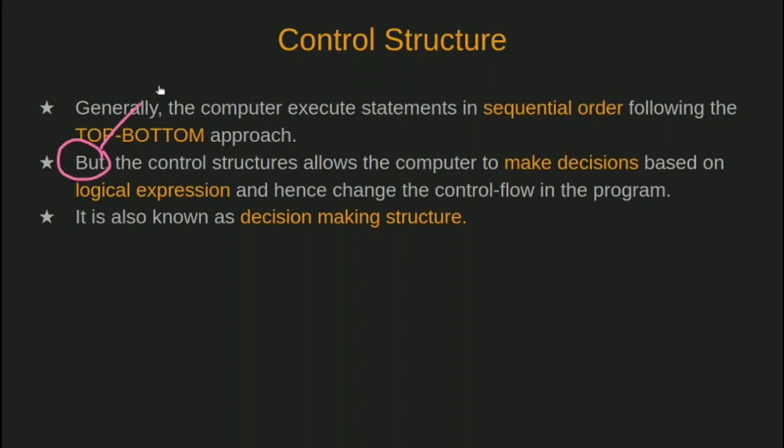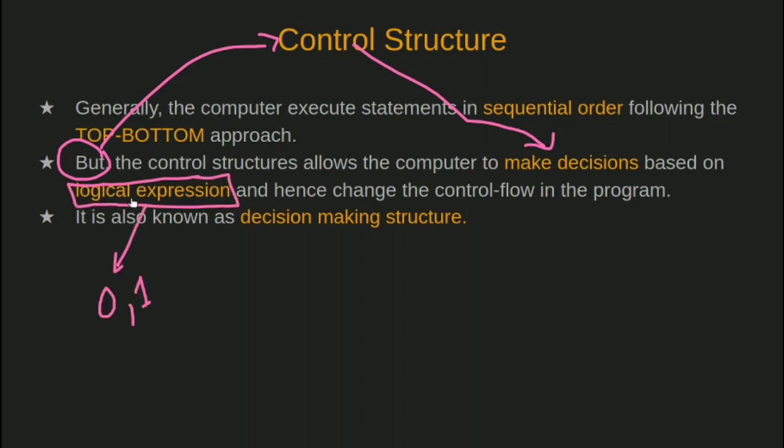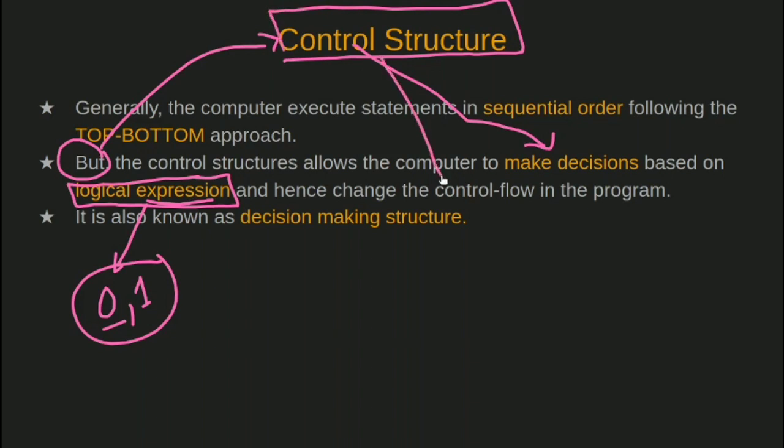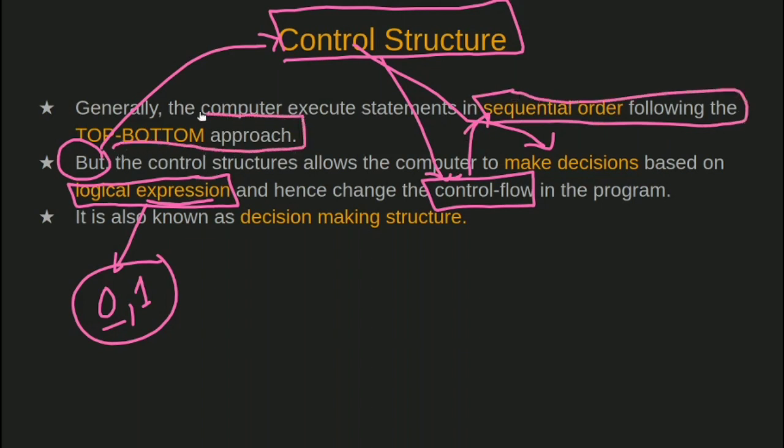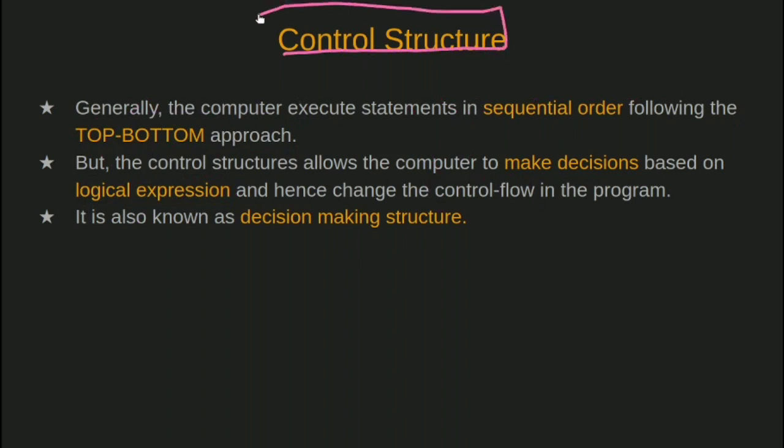But a control structure allows the computer to make decisions, and the decision will be based on a logical expression. Now if you are wondering what a logical expression is, a logical expression is an expression which returns either false or true, denoted by 0 for false and 1 for true. And because of control structures, we are able to change the control flow, that is our sequential order following the top to bottom approach in our program. The control structure is also known as a decision making structure.